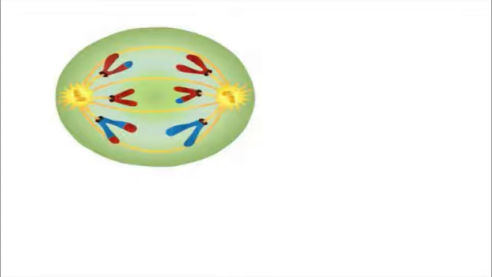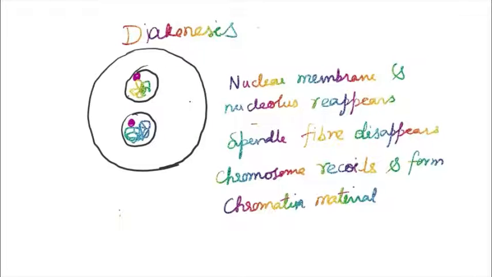Now we are moving on to telophase 1. Here there will be the formation of the nuclear membrane as well as the nucleolus. They reappear. The spindle fibers disappear in this stage. The chromosomes recoil and form the chromatin material. That is very, very important in this stage.